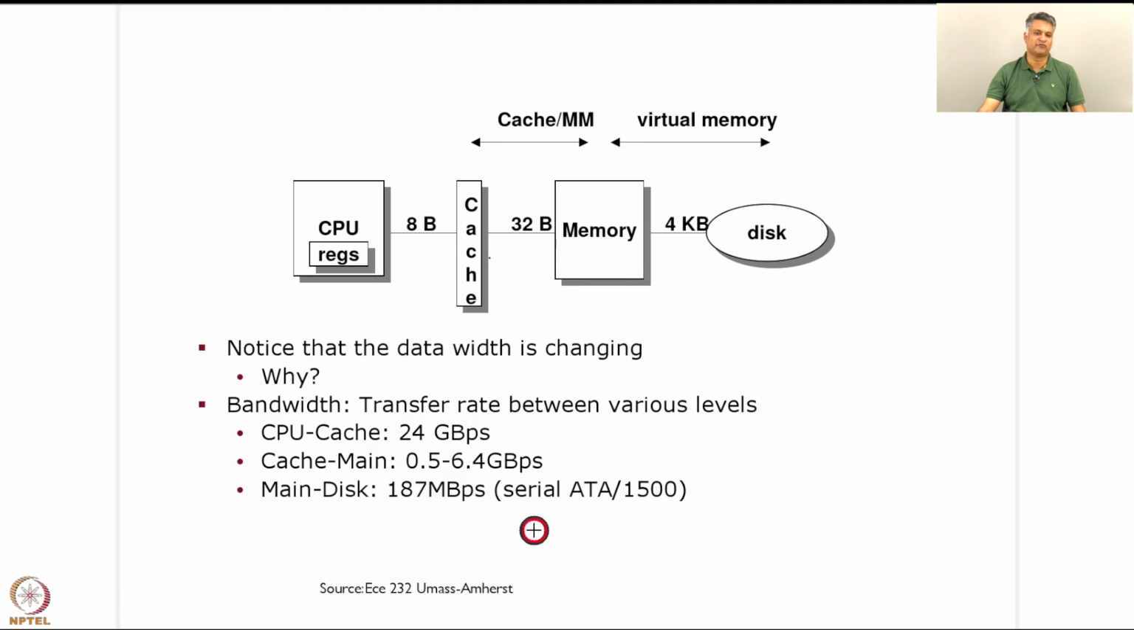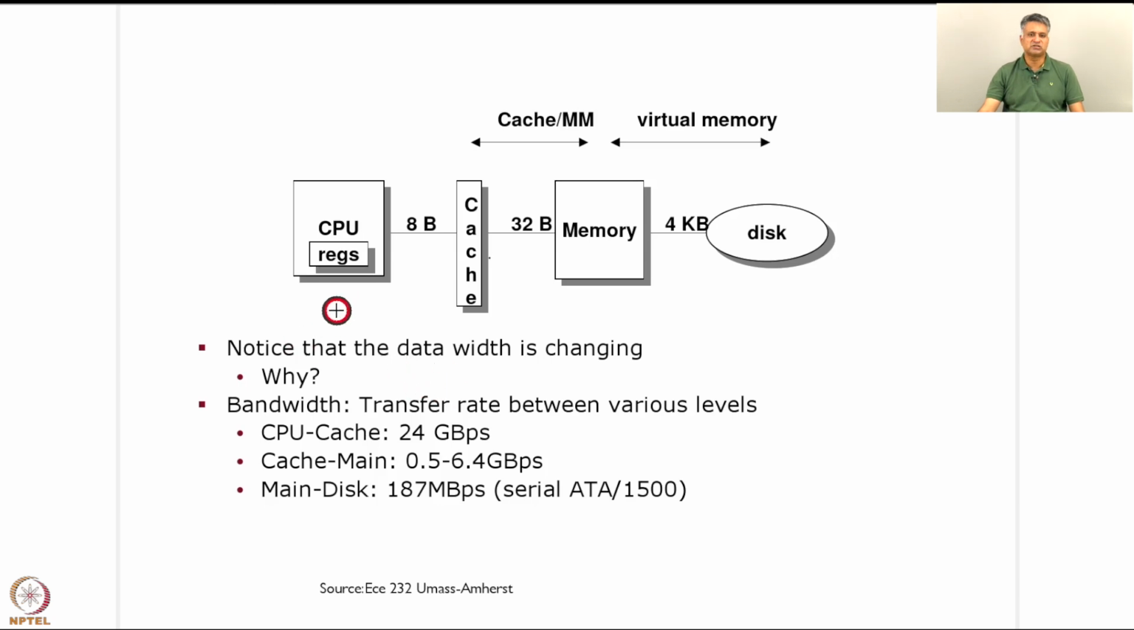Now, these figures of about 187 Mbps are from a Serial ATA standard from a few years ago. These numbers keep improving and changing over the years, but what is important to remember is that these ratios are more or less maintained. In the sense that if the memory to disk speed goes up to maybe 1 Gbps, then the cache to main memory speed will go up proportionally by the same factor. CPU to cache will also typically go up by the same factor. So that's typically what the engineering standards are.